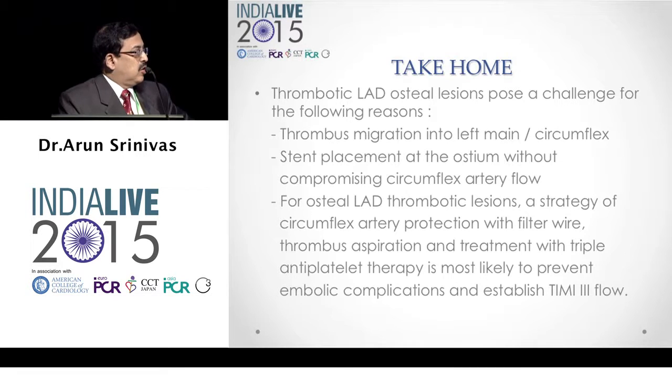So in short, the take-home message is that thrombotic LAD osteal lesions pose a challenge for the following reasons. One is thrombus migration into the left main or circumflex, and stent placement at the ostium without compromising the circumflex artery flow. So hence, for osteal-LAD lesions, the strategy of circumflex artery protection with a filter wire, thrombus aspiration, and treatment with triple antiplatelet therapy is most likely to prevent embolic complications and establish TIMI 3 flow.